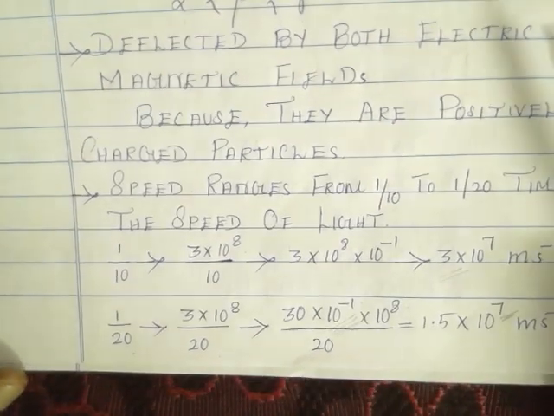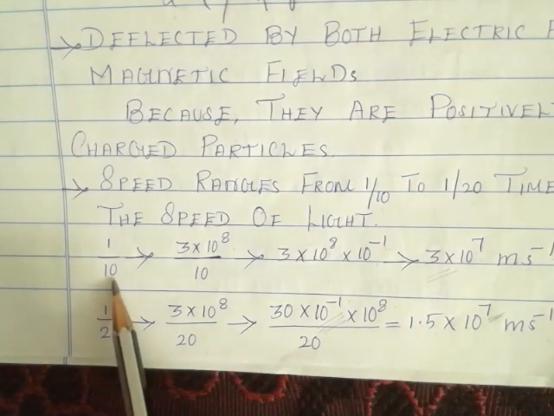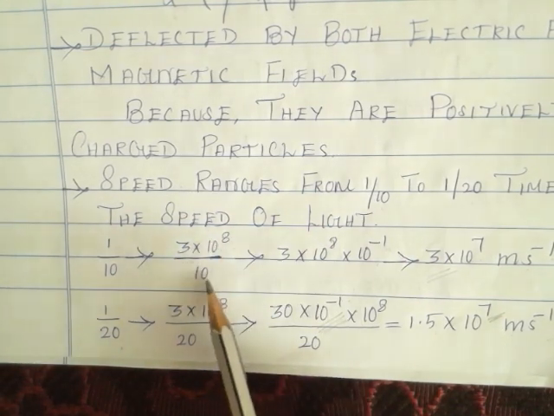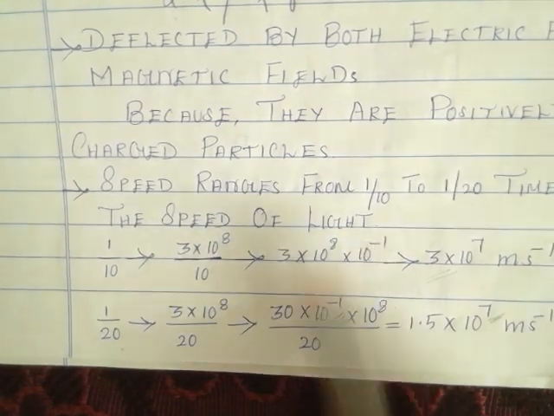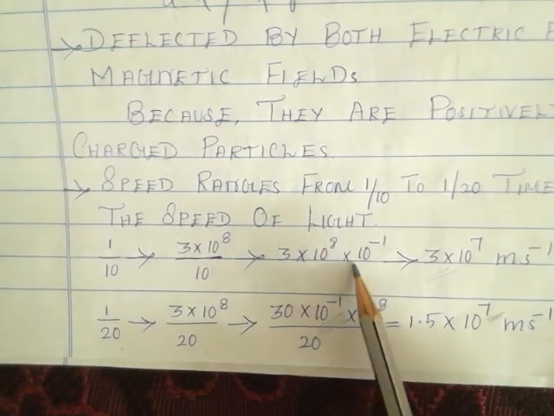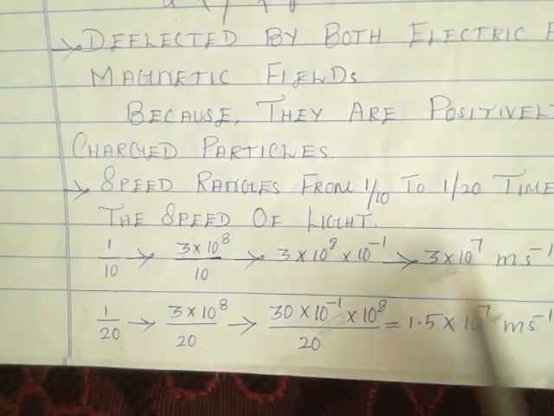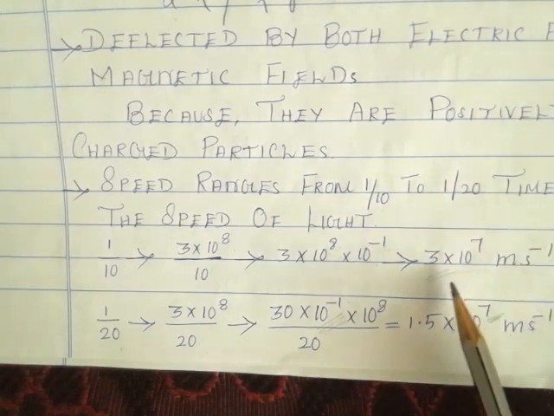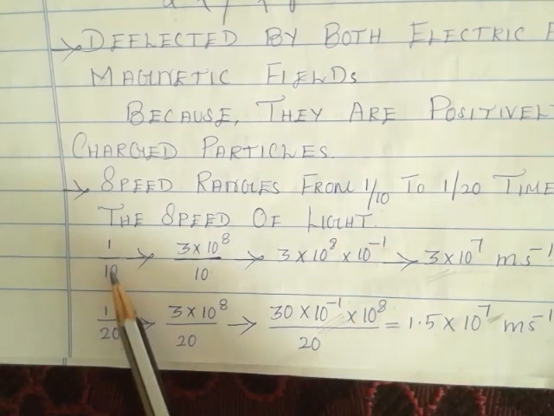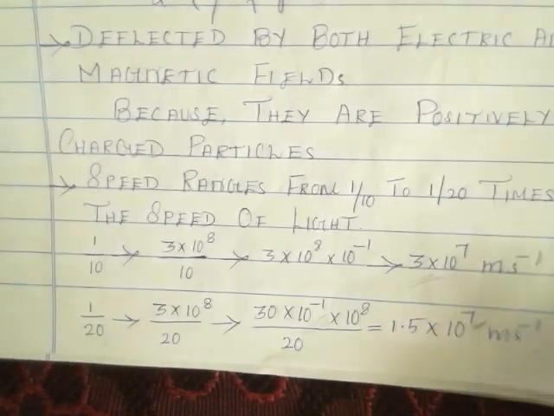We will convert this into meter second power minus 1. 1 by 10 times the velocity of light is equivalent to 3 into 10 power 8 divided by 10. That is converted further: this 10 power 1 goes to the numerator, meaning minus 1. So 3 into 10 power 8 into 10 power minus 1. In multiplication, power values are added. So 3 into 10 power plus 8 minus 1 is equal to plus 7. Therefore the speed range starts from 1 by 10 times the speed of light, which is equal to 3 into 10 power 7 meter second power minus 1.